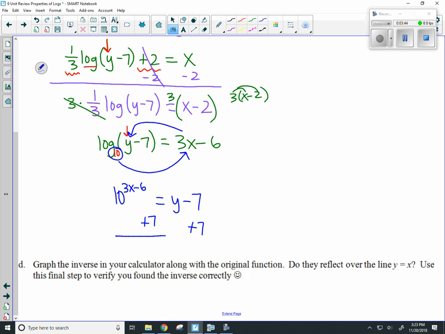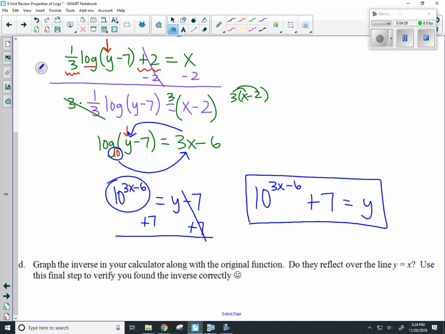Now make sure whenever you do these last couple steps, whether you have to multiply, add, subtract, divide, whatever the case may be, this piece here is going to remain unchanged. So by adding the 7 to the other side, it doesn't all of a sudden make this base 17. That base is going to remain 10 no matter what. The exponent's not going to change. I'm just going to put that plus 7 after it. All right. So that's our inverse.